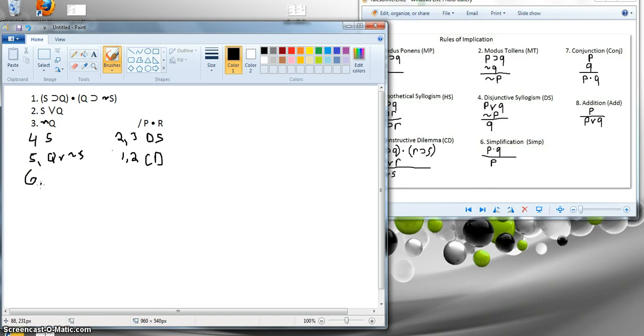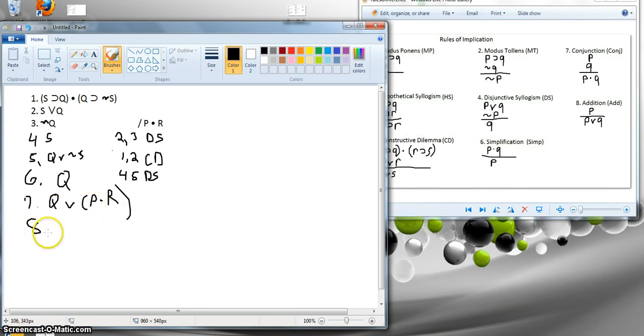Well, yes, we can. We have s here, which is the same as not s, right? So we can do 4 and 5, disjunctive syllogism, and now we have q. Now, if we have q, we can now add the conclusion. Q or P and R. P and R. Now you should be able to solve it.